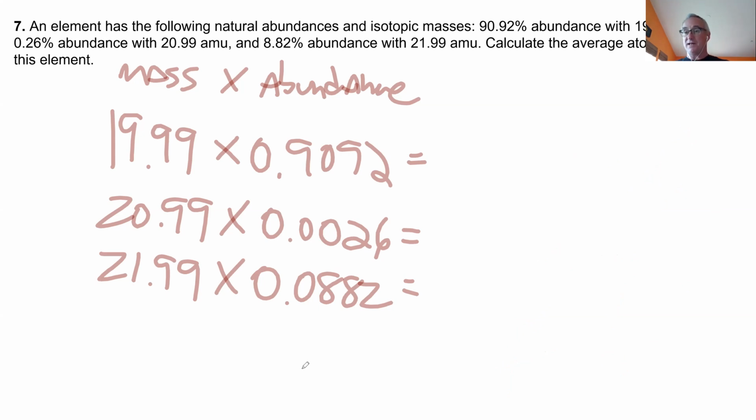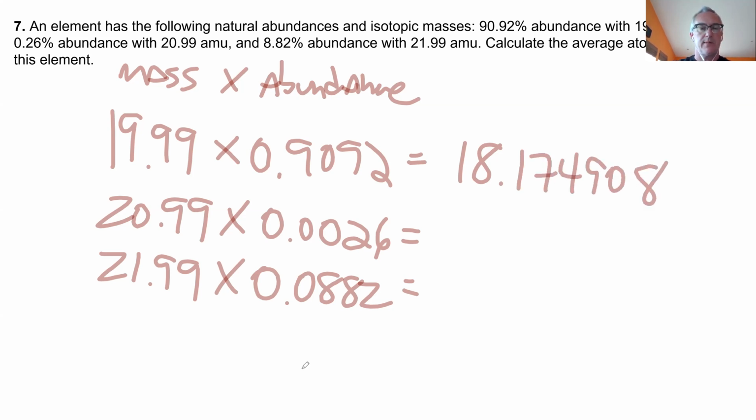So this is a classic example of where you should not round too quickly. I would use all of the numbers you possibly can. So what's 19.99 times 0.9092? What number do I get from that? That is 18.174908. Okay. What about the second one?